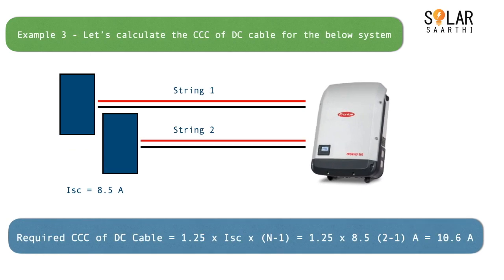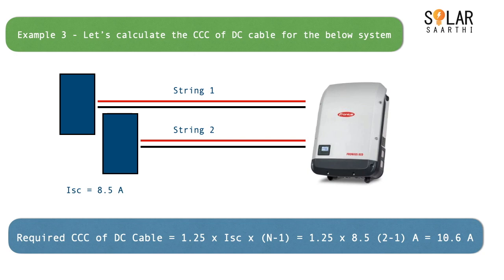Let's have a third example here. Now in this case we have multiple string arrays. So we have shown two strings here, string 1 and string 2. The modules have the same short circuit current, that is 8.5 amperes, and we don't have an overcurrent protection device here. So again, as seen in the formula, the current carrying capacity of the DC cable would be 1.25, the safety factor, multiplied by ISC, the short circuit current of a module, that is 8.5 ampere in our case, and N minus 1.